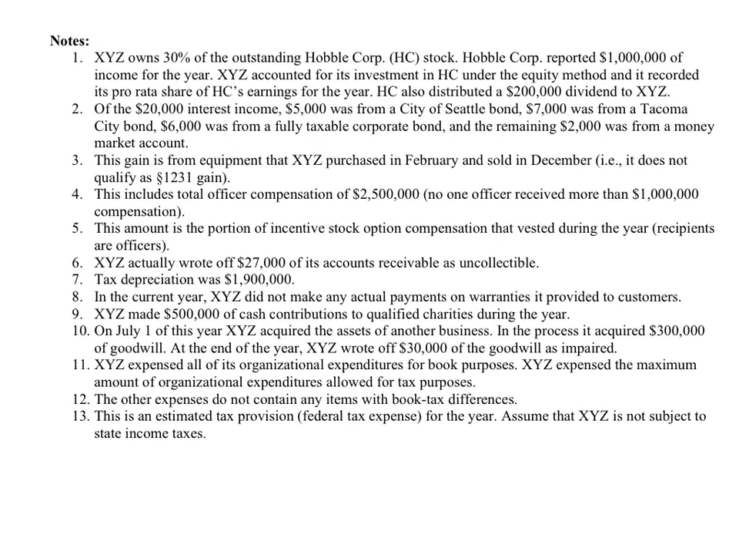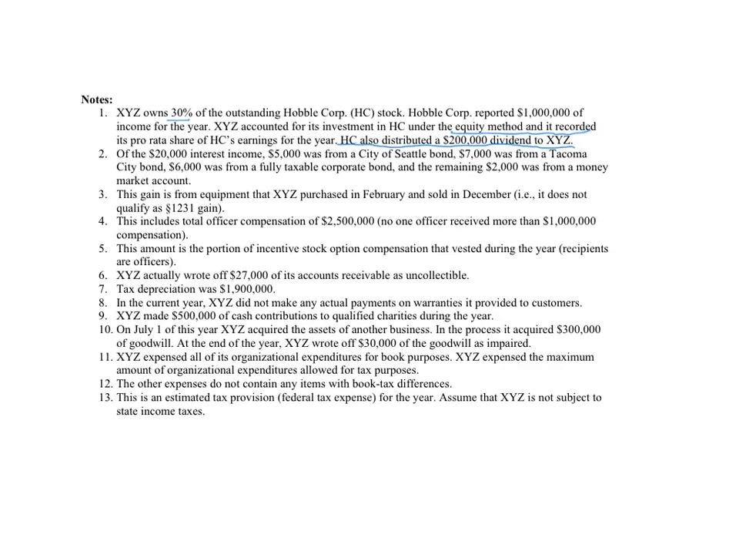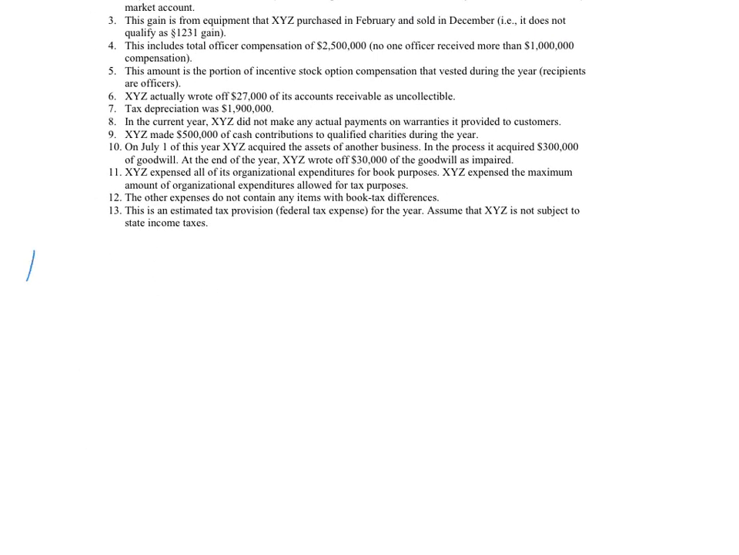So let's take a look at our notes. Note 1 says XYZ owns 30% of the outstanding Hobble Corporation stock. Hobble Corporation reported $1 million of income for the year. XYZ accounted for its investment under the equity method, okay? And it recorded its share of earnings for the year. Hobble Corporation also distributed a dividend to XYZ. Okay, so let's take a look at all of those things.